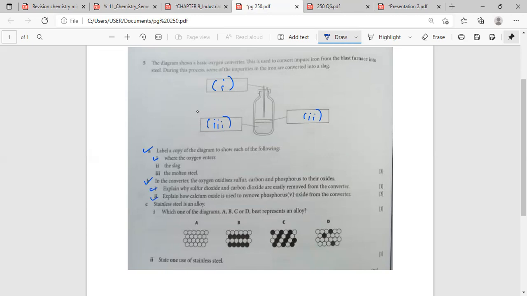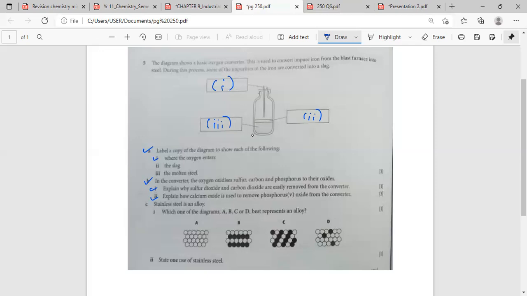Good. Calcium oxide, you need to write all this. Calcium oxide is a basic oxide. Phosphorus 5 oxide is an acidic oxide. The two react together to form calcium phosphate or slag. And slag is removed from the converter. So what it means is that the phosphorus 5 oxide is converted into slag and it is removed. That's the idea there. Let me repeat once again. Calcium oxide is a basic oxide. Phosphorus 5 oxide is acidic. The two react together to form calcium phosphate or slag, which is removed from the converter.